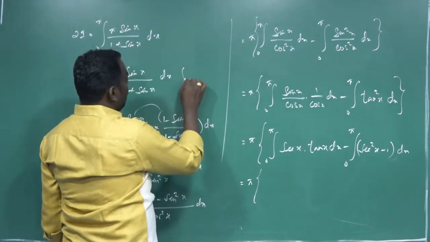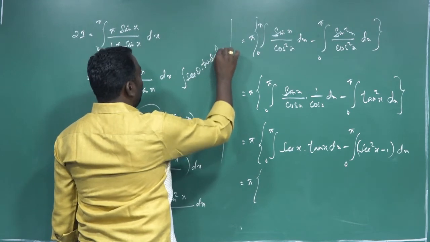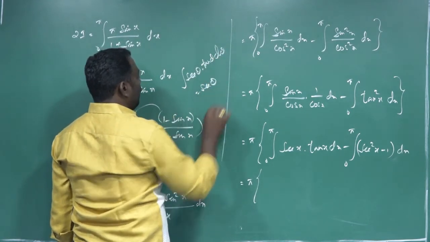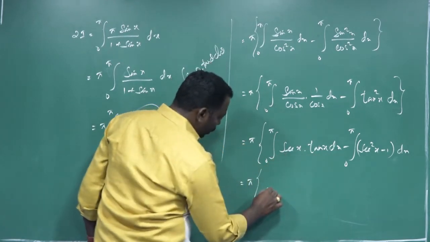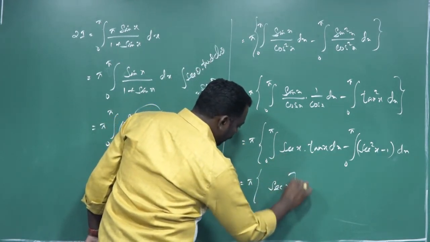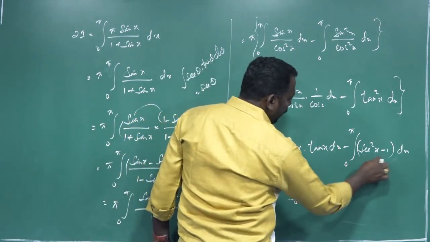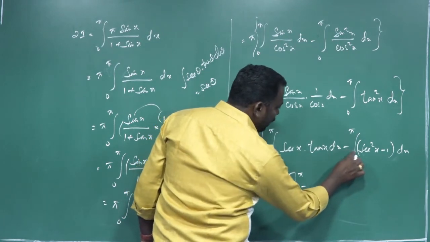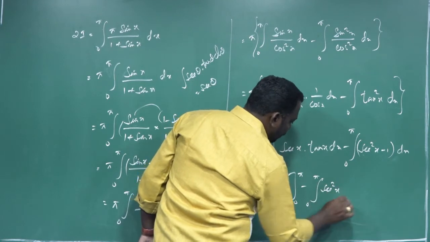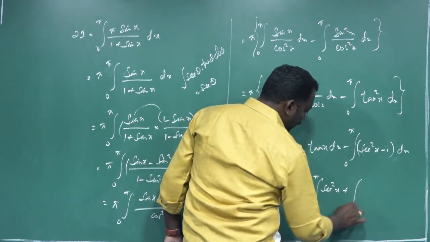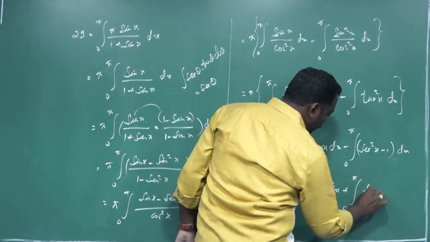The integration of secant theta tan theta d theta equals secant theta; it is called an integral formula. Therefore the integration of secant x tan x dx equals secant x, with limits 0 and pi, minus, again separating the integral, minus into plus, the integral from 0 to pi of secant square x, minus and minus plus, the integral from 0 to pi of 1 into dx, which is dx only.